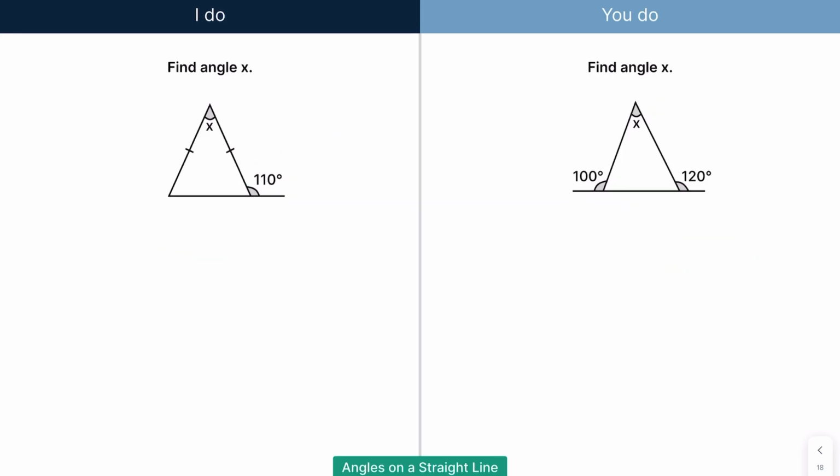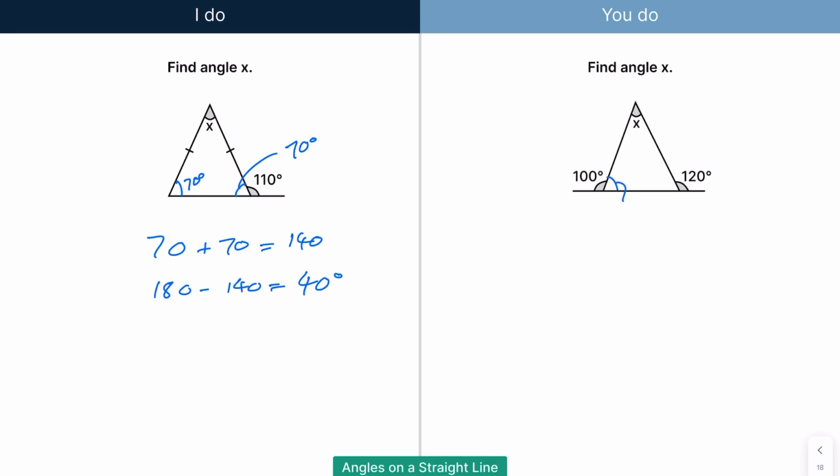Now, moving on. Here we need to find x. So to find x, we need to know what this and this is. Now, because it's an isosceles triangle, we know that both of these will be the same. So this angle here is going to be 70 because angles on a straight line add up to 180. If you know that's 70, this is also going to be 70 because it's an isosceles triangle. So then we have 70 plus 70, which is 140, and then 180 take away 140, which gives you 40 degrees.